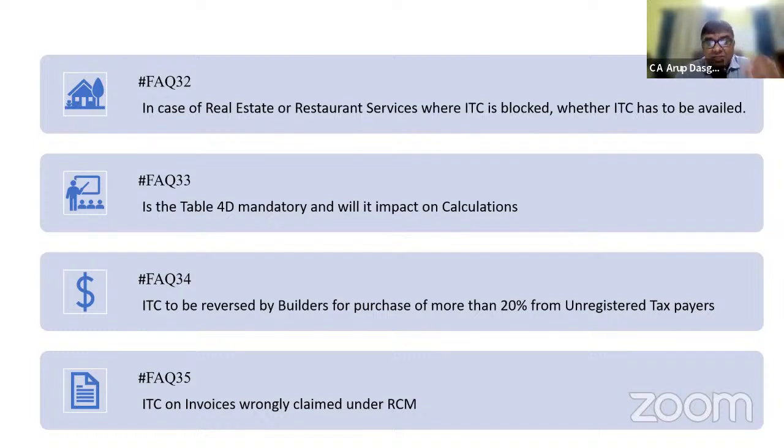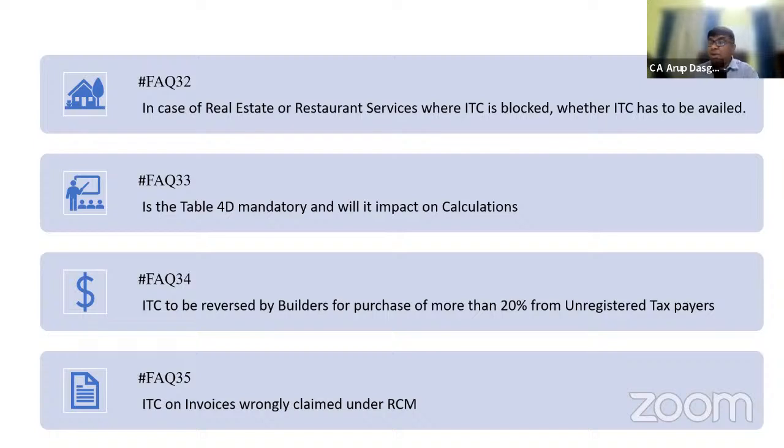So then ITC to be reversed by builders for purchase of more than 20% from unregistered taxpayers. So for builders, there is a rule as per third proviso to notification 3/2019, wherein बताया गया कि if you are a real estate project, residential real estate project कर रहे हैं, तो उसमें you have to purchase, you have to buy, or you have to take inward supplies of 80% supplies should be from registered suppliers. So suppose when you are doing the calculation, उसमें 80% का calculation नहीं हो रहा है, then what happens? So in that case, you have to reverse the credit.